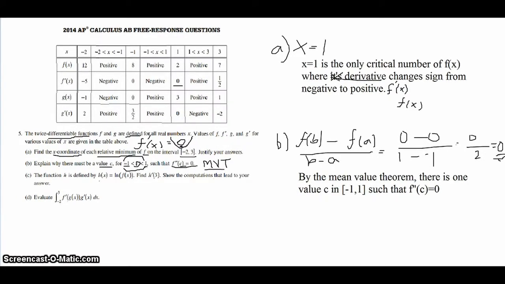Computations. So to find h prime of 3, we would take the derivative of both sides, so that then we can plug in the number 3 to the derivative we get. So part C, we have taking the derivative of both sides, we get h prime of x is equal to, this is the chain rule, and the derivative of ln of x was 1 over x, and in this case x is equal to f of x, so you get 1 over f of x times the derivative of the inside, which is f prime of x.